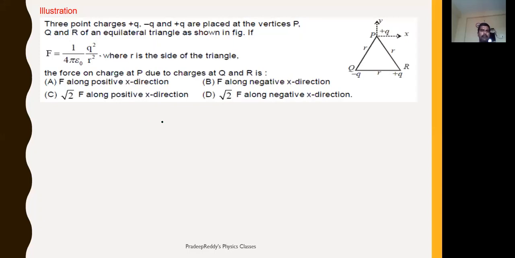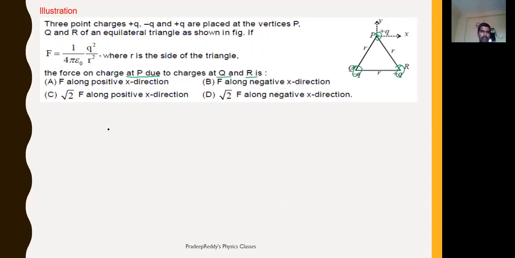Students, let us learn one more example based on Coulomb's law. In this illustration, there are 3 point charges plus q, minus q and plus q, which are placed at vertices P, Q, R of an equilateral triangle. Here it is plus q charge, here it is minus q charge, here it is plus q charge. They are placed at the vertices of the equilateral triangle. You are now supposed to find out the force on the charge at P due to the charges placed at Q and R. Now you should find out the force acting at this point.